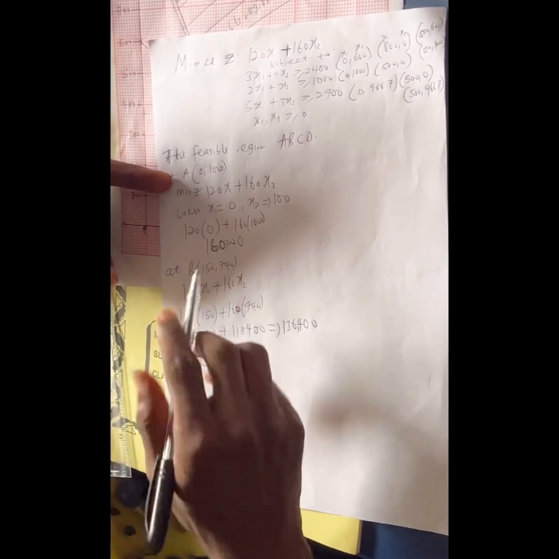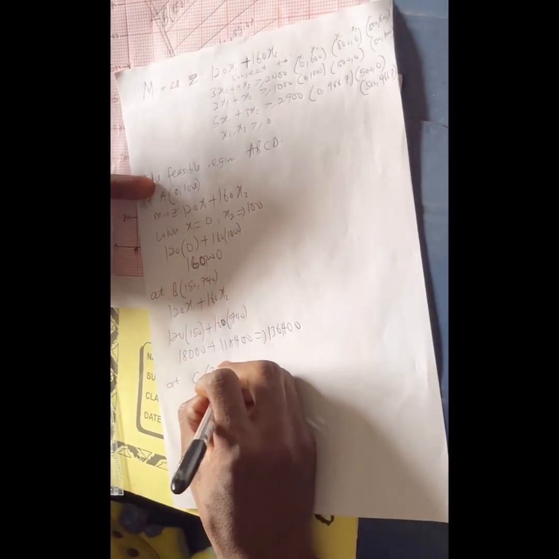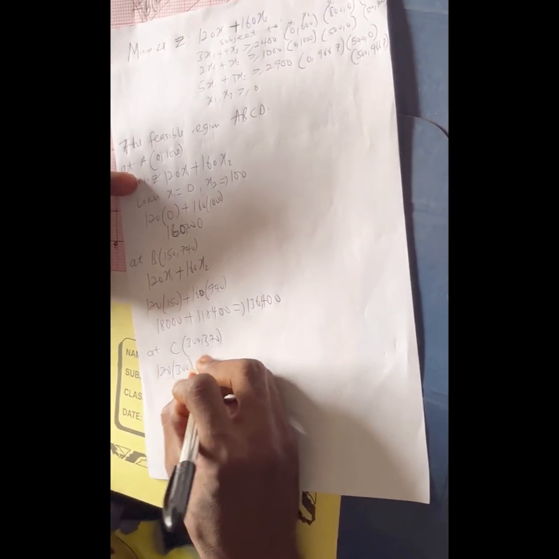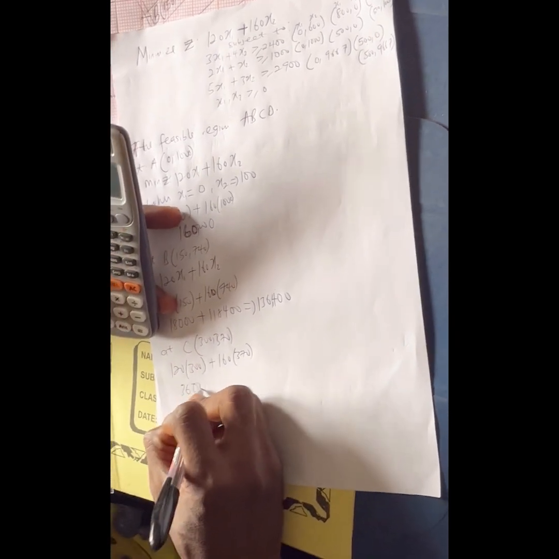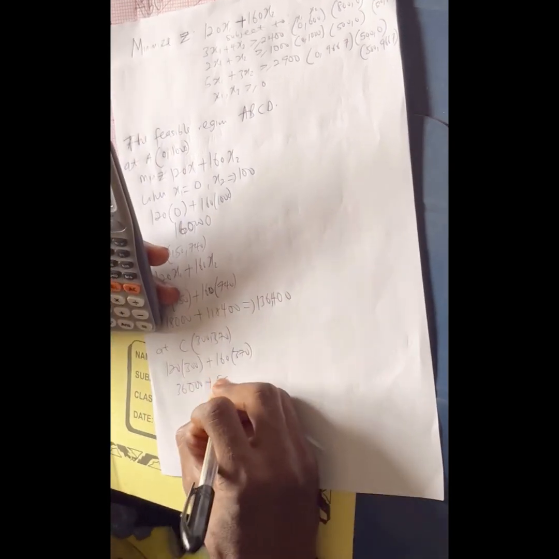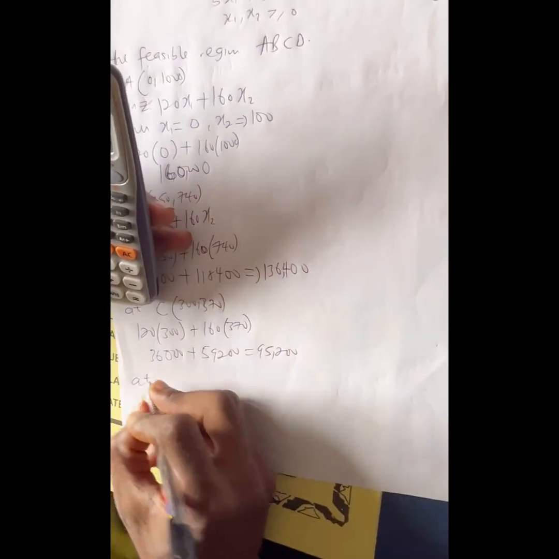So at C, what is my C? I got C as 300 and 370. So 120 times 300 plus 160 times 370. If I multiply 120 times 300, I have 36,000, plus 160 times 370, I have 59,200. If I add it together, I'm going to have 95,200.